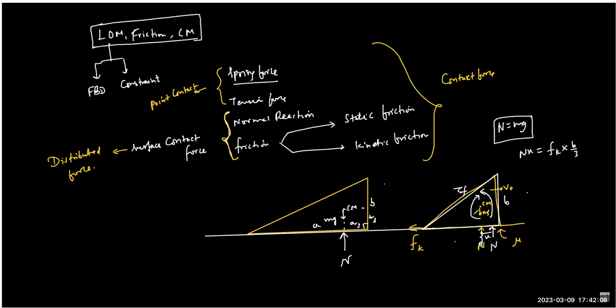Because the torque is about the center of mass, and the distance of the center of mass to the line of action of the force is B by 3. And the Fk itself is mu into N. And in fact, you can get the x value, it is mu b by 3. So how much it will shift is mu b by 3. Understood?